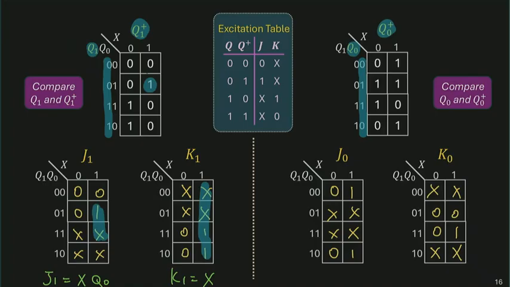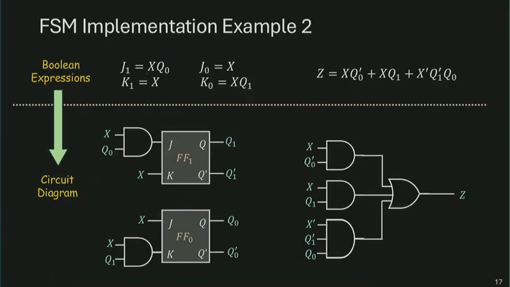Again, we find the minimum expression, which is J0 equals x, and then K0 equals x Q1. And with that, we directly translate them into some gates. J1, K1, they become a single AND gate. K1, J0, you connect them directly to the primary inputs. And that's your circuit. That's your implementation from the behavior described in the FSM table.